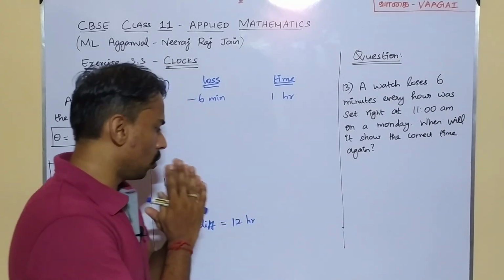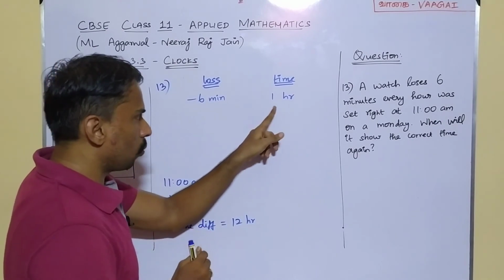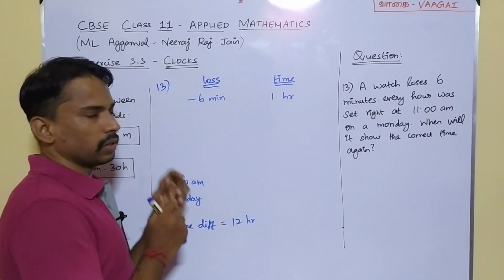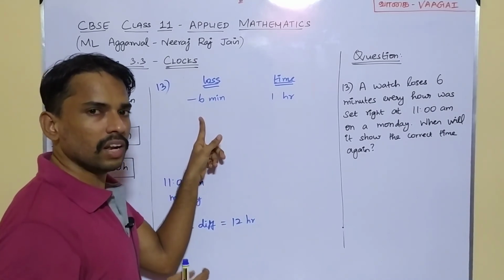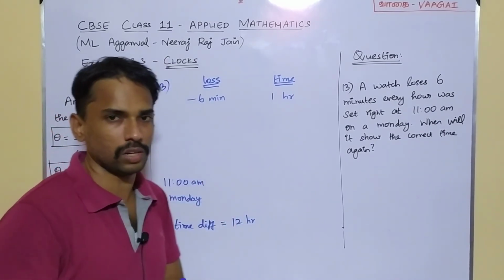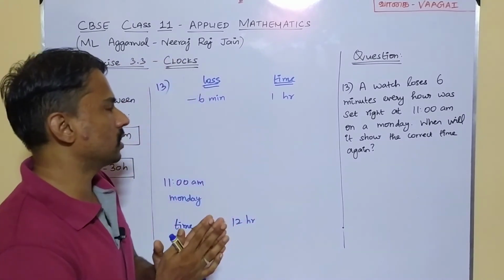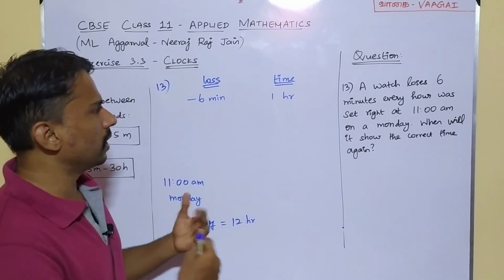So we will carefully try to handle this. For 1 hour it is losing 6 minutes. Just be careful: for 1 hour it is losing 6 minutes. Then for how many hours will it lose 12 hours? This is going to be the question. I hope you are able to understand. For this one, what we will try to do is extend this. Let me extend it.